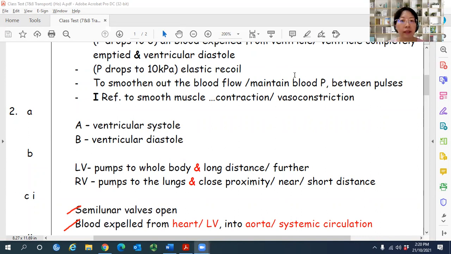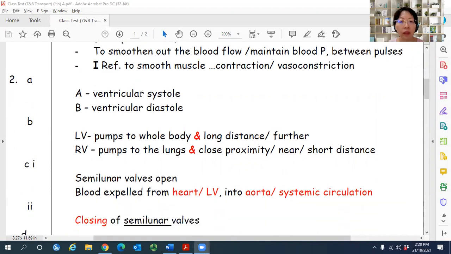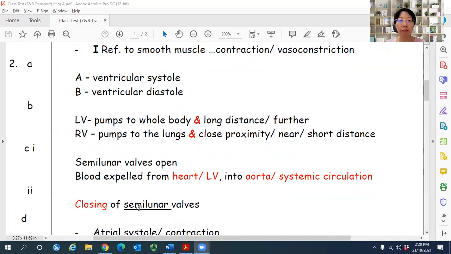Teacher, is "blood is propelled into aorta" accepted? Blood is propelled into aorta is accepted. Yes, it's this marking point. Expel or push or propel or whatever. Okay, thank you. "Flow into" also can. All right.